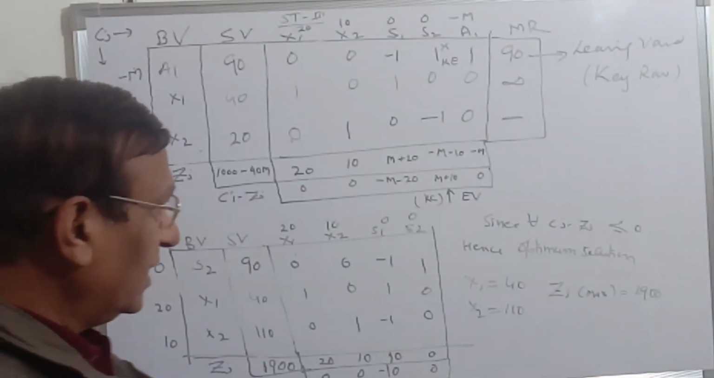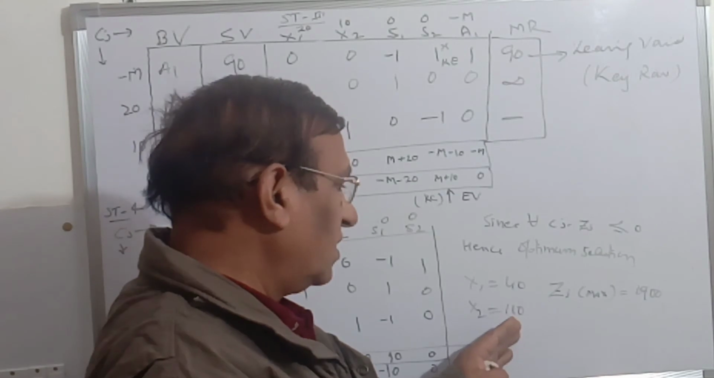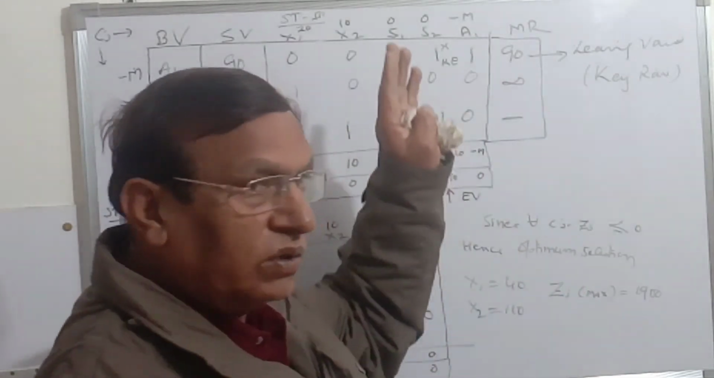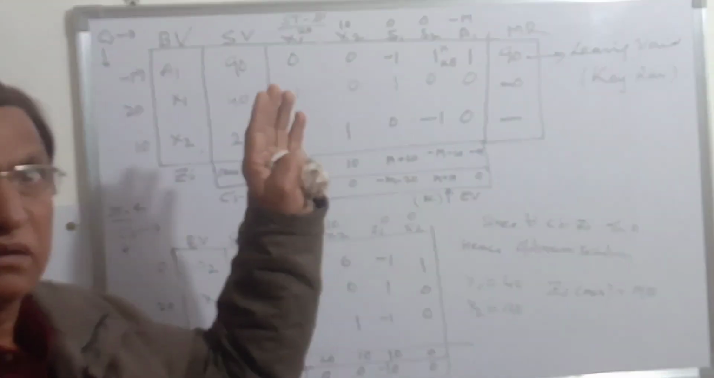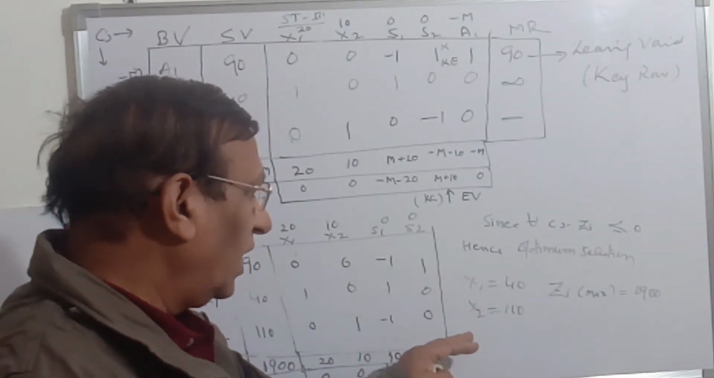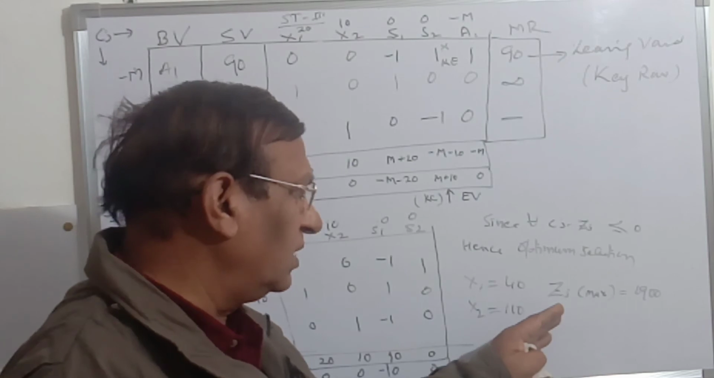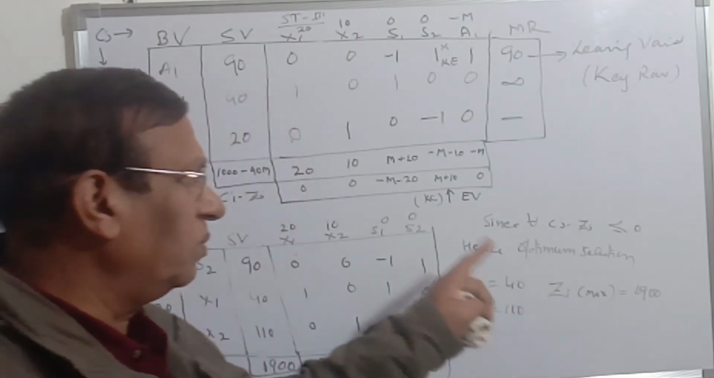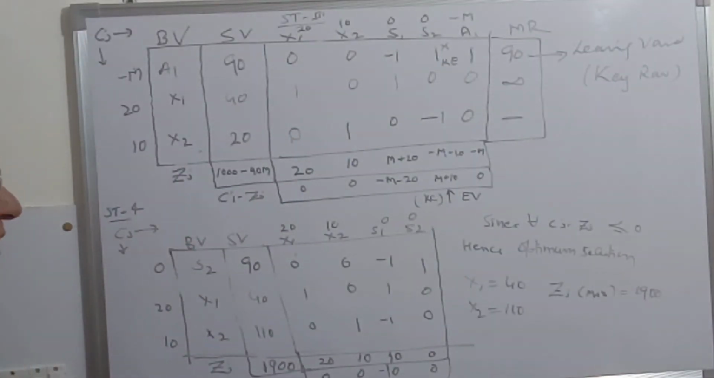You can check these variables from the original equation, and you will find that x1 40 holds good, x2 110 holds good, and zj maximum will come out to be 1900.